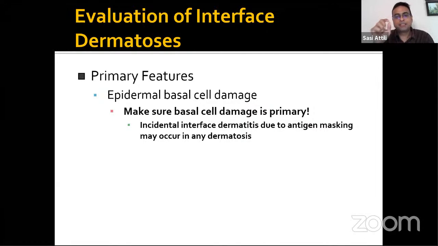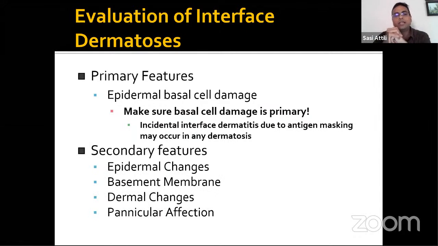So make sure that the basal cell damage is primary. Incidental interface dermatitis due to antigen masking may occur in any dermatoses, including spongiotic eczema. So just because you find focal basal cell damage, it should be the predominant feature. Unless it's a predominant feature, don't classify it as an interface dermatitis. Now the secondary features we evaluate are the epidermal changes, basement membrane changes, dermal changes, and the panniculus changes. And these give us a clue to the final diagnosis.